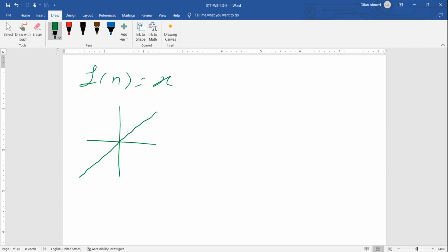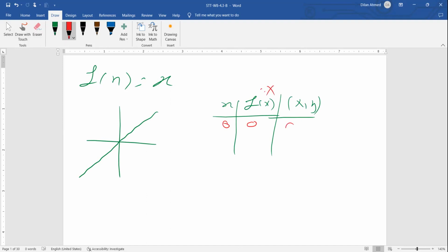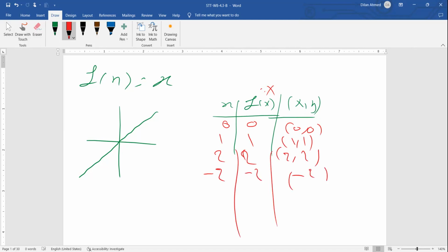Maybe in secondary school, we use points. We say x, f of x, then the point x and y, right? If I put 0, I will get 0, since my function is just x, so 0, 0. If I put 1, I will get 1, so 1, 1. Then 2, 2, and maybe minus 2, I'll get minus 2, so minus 2, minus 2. Then we plot all these points, which is not actually accurate. It's just for understanding.